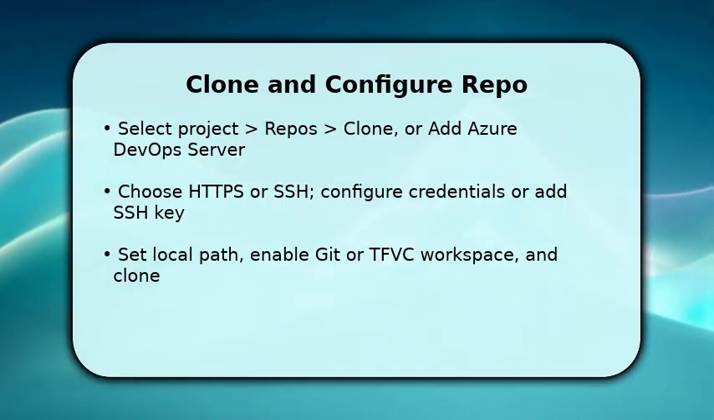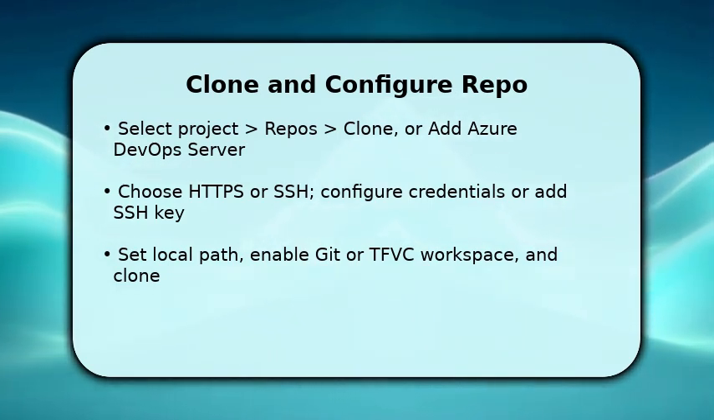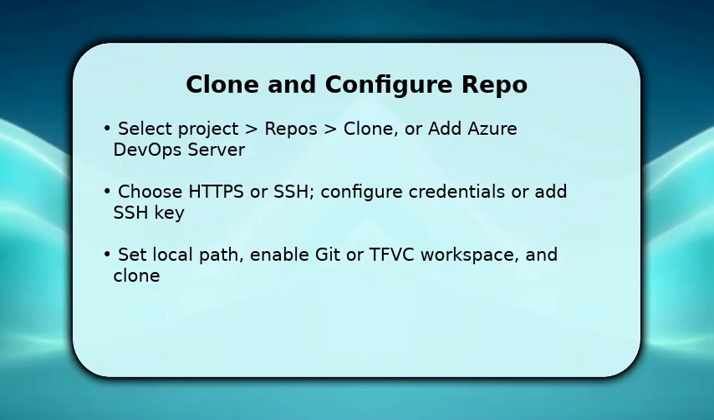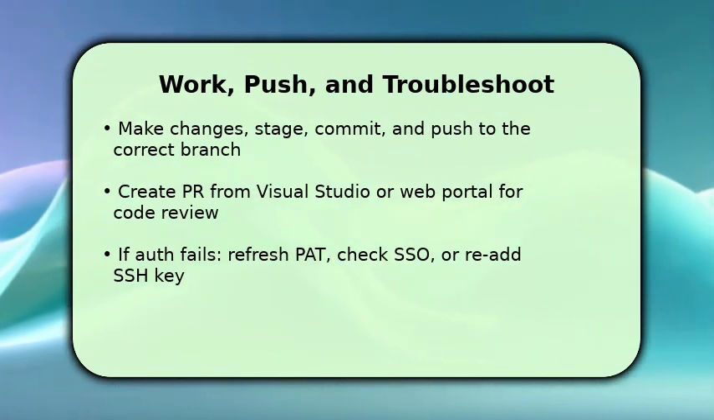Visual Studio will fetch branches and set remotes. If you need specific branches, fetch and check out the branch now. Make sure Git settings like line endings and credentials are correct. You finish by making edits, staging files, and committing with clear messages.